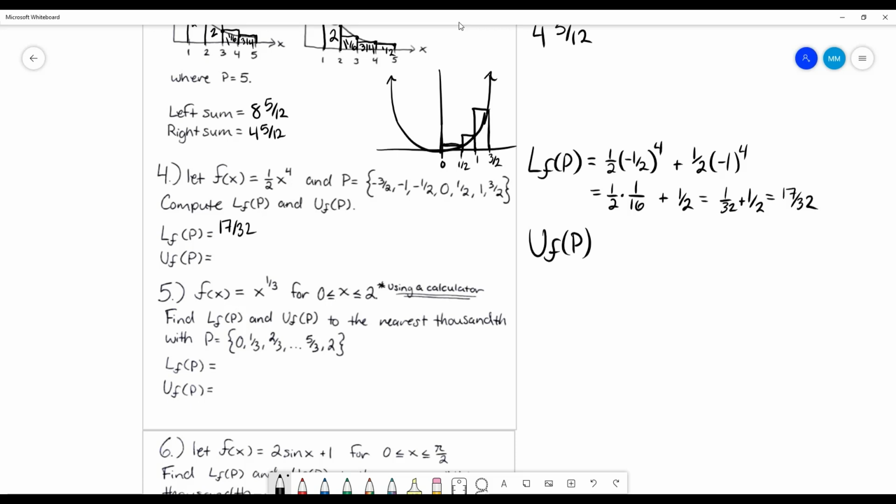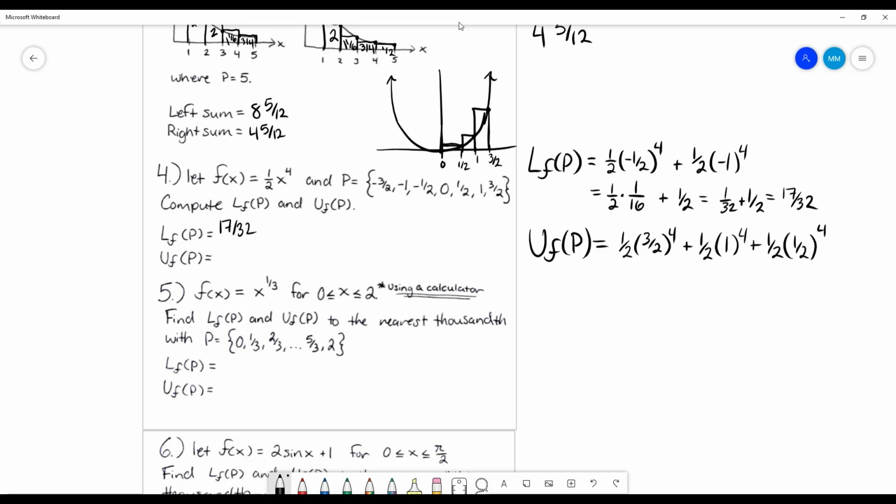So it's a distance of 1/2. Doubling it cancels it out. So now it's just this height here, which is 1/2 times 3/2 to the 4th, plus 1/2 times 1 to the 4th, plus 1/2 times 1/2 to the 4th.